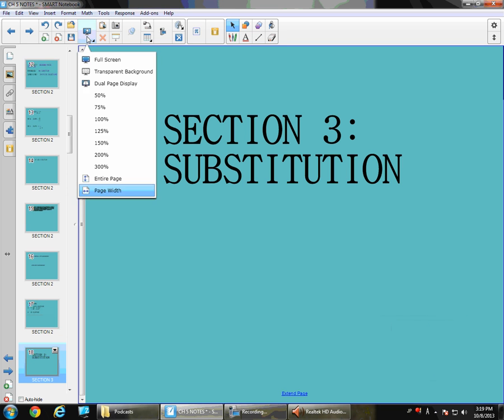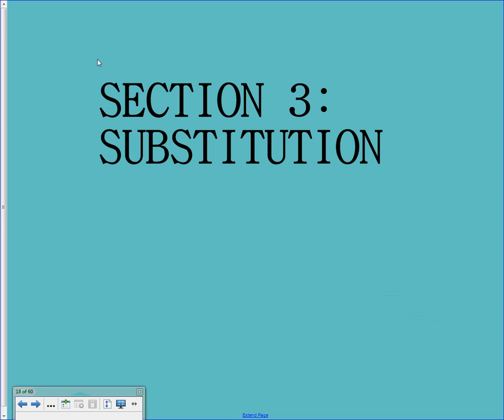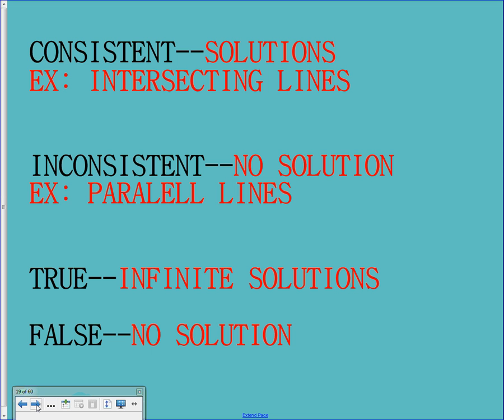Section 5.3 is solving systems of equations by using the method of substitution. So first, some vocabulary for you. Consistent means there are going to be solutions, and an example would be if we had intersecting lines. So yesterday when we looked at graphs, those are consistent because they intersected. Inconsistent ones meant they were parallel lines because there were no solutions.